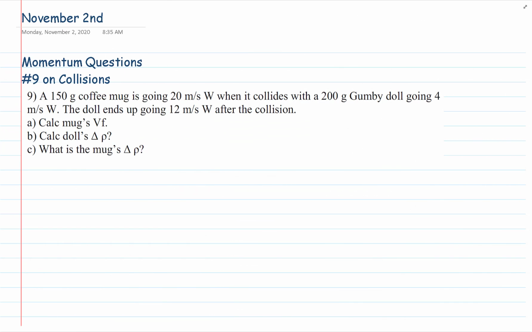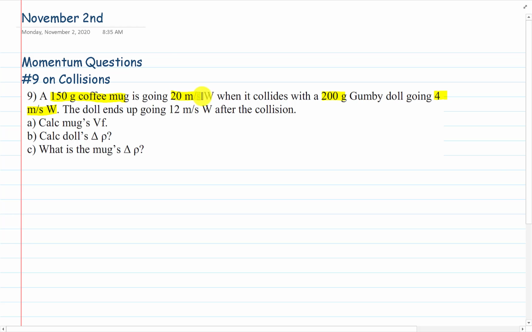Here we are on question number 9 on the collisions worksheet on one-dimensional momentum, Physics 11. We have a 150 gram coffee mug going at 20 meters per second. Brutally fast, that's about 72 kilometers an hour. It collides with a 200 gram Gumby doll going 4 meters per second west. So they are headed in the same direction.